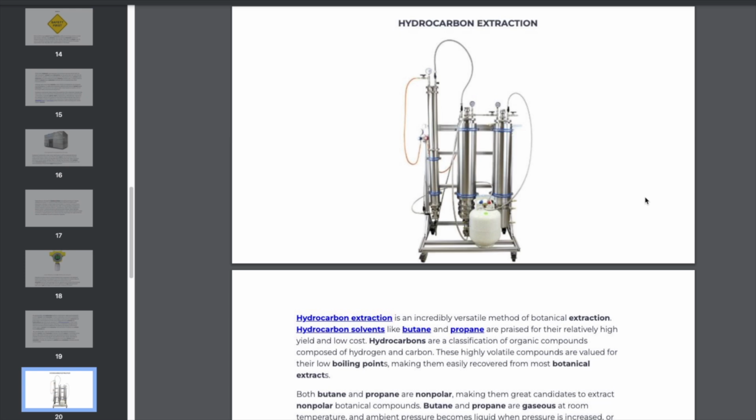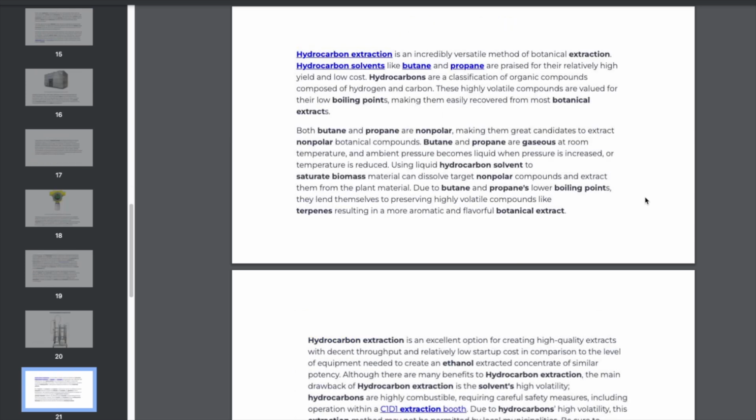Here's an LPG system, commonly known as a closed-loop extraction system. You can find different variations of them all over the planet. Hydrocarbon extraction is an incredibly versatile method of botanical extraction, my favorite when just extracting raw cannabis.